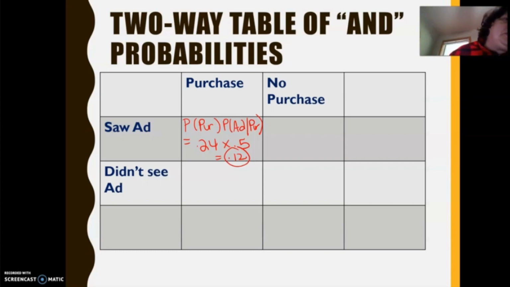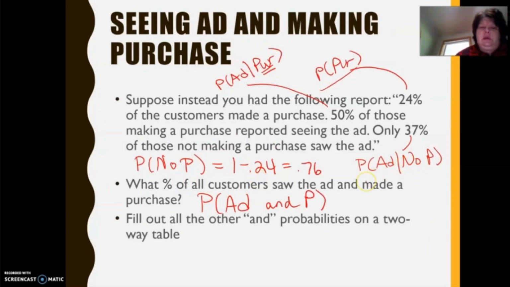Okay, so the next probability, didn't see the ad and made a purchase, would be probability of purchase times probability of no ad given purchase, 0.24, and then no ad given that they purchased. Well, what is that probability? No ad given purchased. We have ad given purchase. What's no ad given purchase?